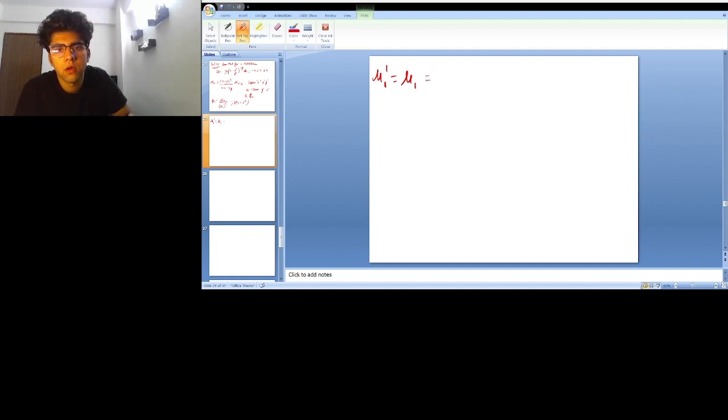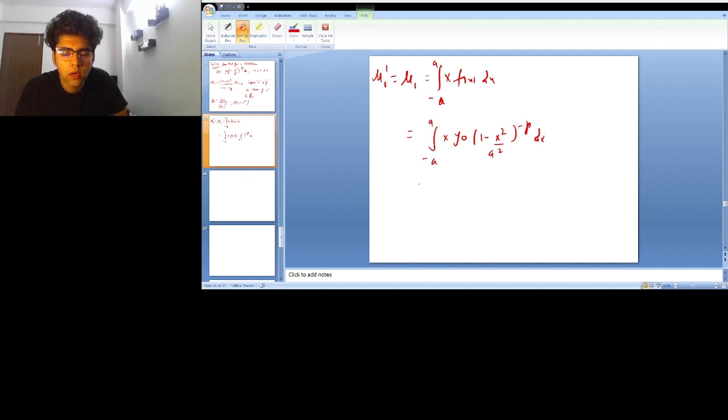So this will give me the integral of x fx dx, and my limits are minus a to a. I need to evaluate this expression, right? So this will become x, and my fx is y naught (1 minus x square upon a square) raised to the power minus p dx, minus a to a. Now taking out y naught from this expression because it's a constant term, so minus a to a, x (1 minus x square upon a square) to the power minus p dx.